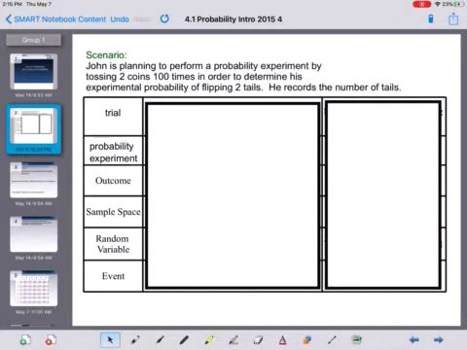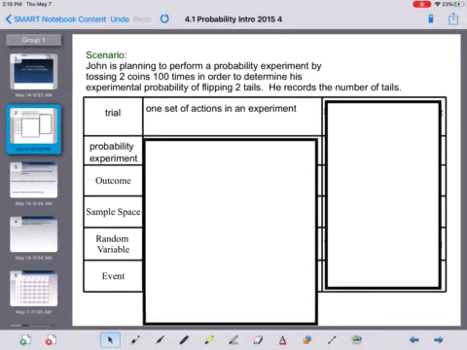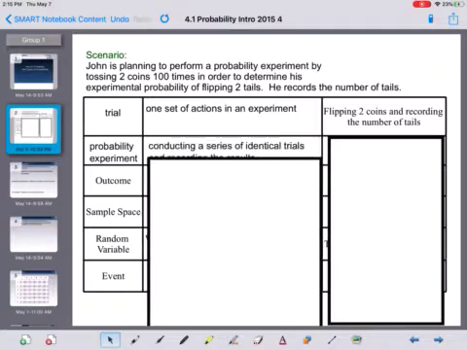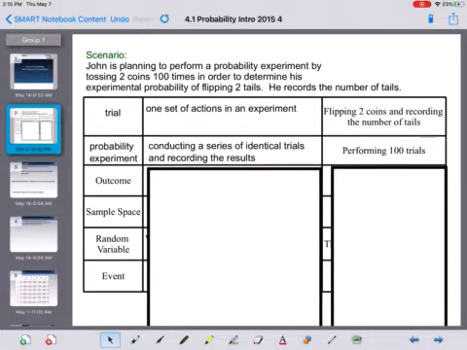So one particular trial is one set of actions in an experiment. In this scenario, that would be John flipping 2 coins and recording the number of tails. A probability experiment is conducting a series of identical trials and then recording the results. I had listed recording the results in the trial, but it doesn't really matter which spot that goes in, just as long as you're actually doing that. So in this case, it would be performing those 100 trials, flipping the 2 coins 100 times.